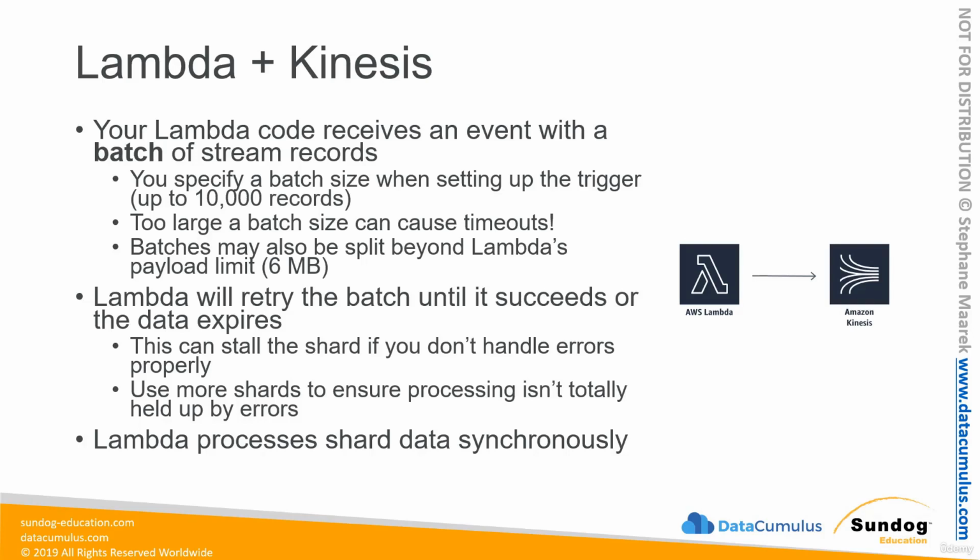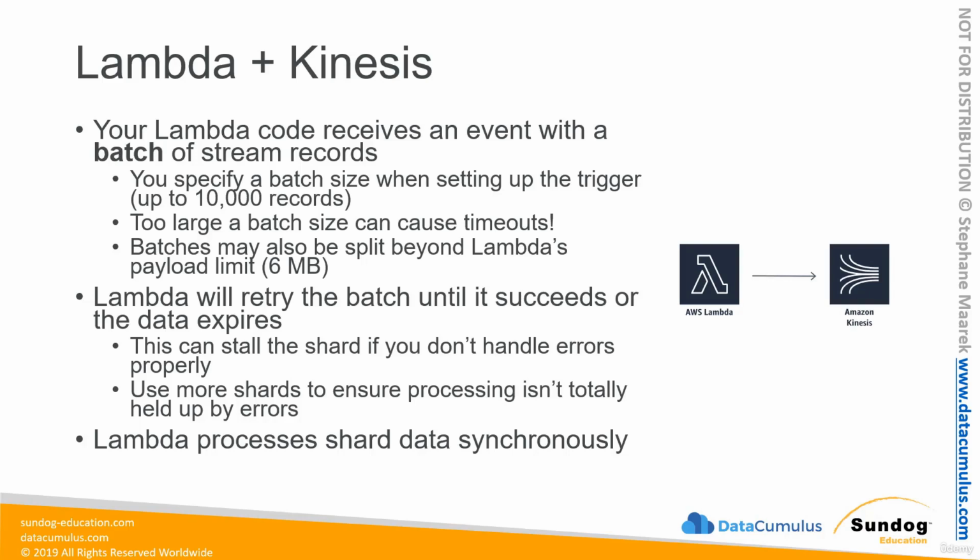What happens if that's the case? Well, using more shards can help clear that case up. That way you can make sure that your processing isn't totally held up by errors when they're encountered. So if you do have a scenario where your batch keeps getting retried and an error keeps getting hit, and it's stalling your entire pipeline, using more shards is probably one way of fixing that error.